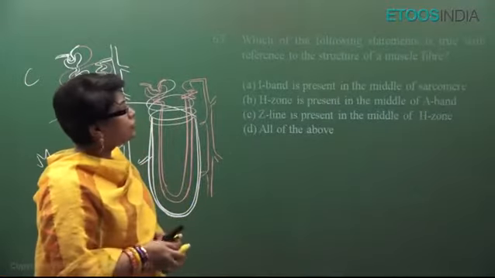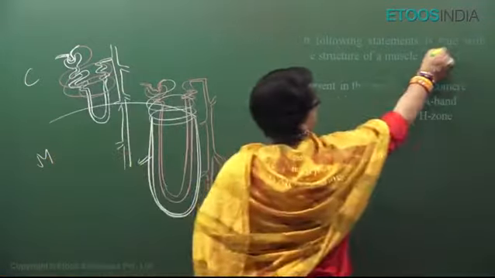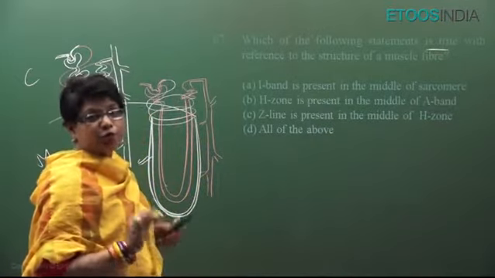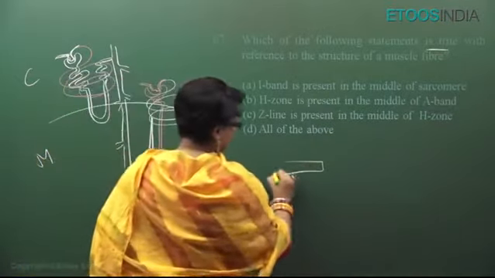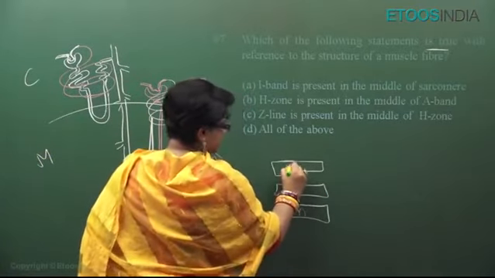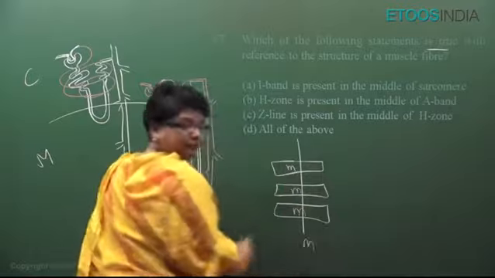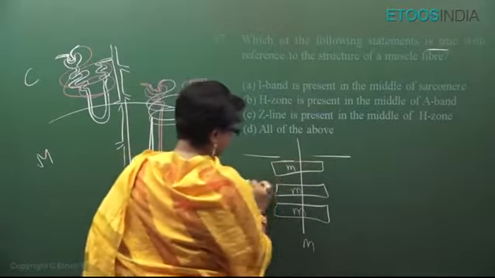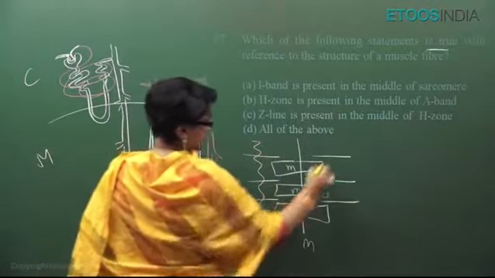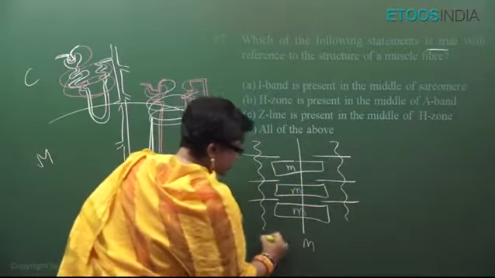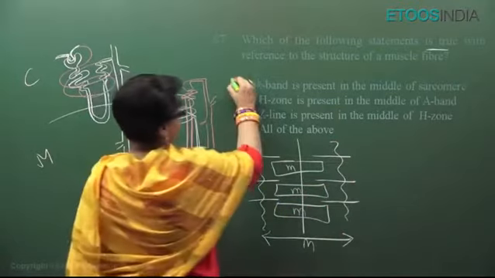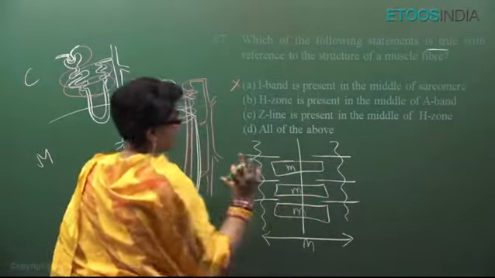Now, which of the following statements is true with respect to muscle fiber? I band is present in the middle of sarcomere. What is a sarcomere? Suppose this is the A band, the myosin, and it is bisected by this M line. And these are the I bands, actin, and they are bisected by the Z line. So this is one sarcomere. So the I band is not in the center. In the center it is the A band.